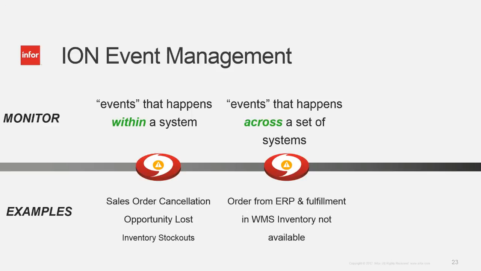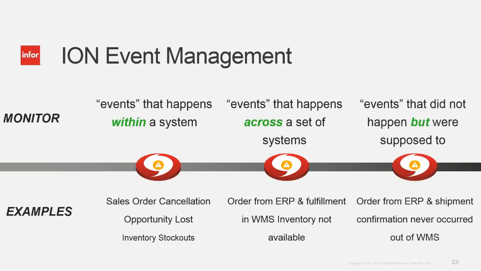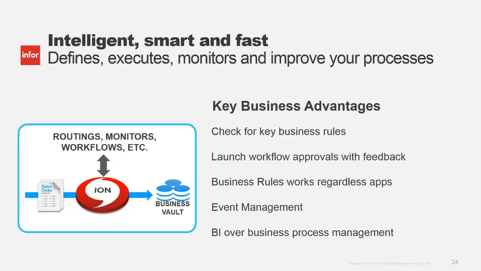So it can go from ERP to your WMS or your corporate financials. That data can also trigger an event. And it can also be off events that did not happen. You know, the shipment confirmation did not occur from one system to the other, the checks and the balances. The event management can also look for those conditions.